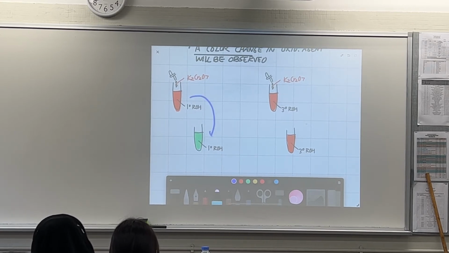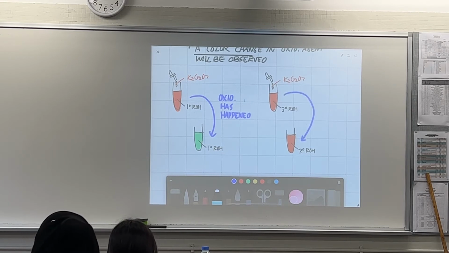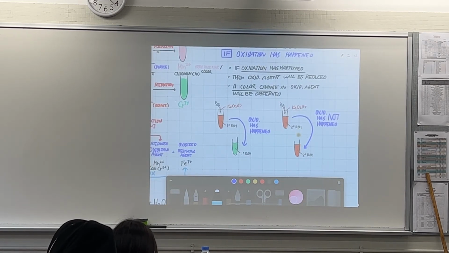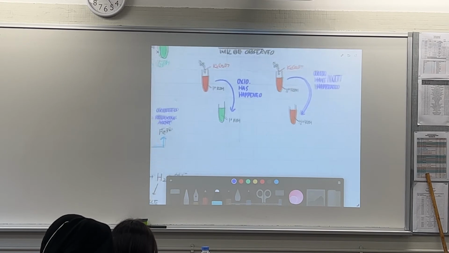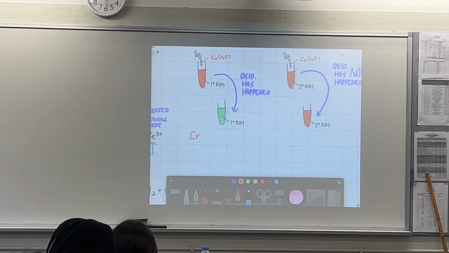So you can put that on the left. Oxidation has happened. So this is why it turned from orange to green. And on the right, oxidation has not happened, because tertiary alcohol resists oxidation. So you see what I mean? Yeah, and you can write down this equation below. I think this will make it even clearer.